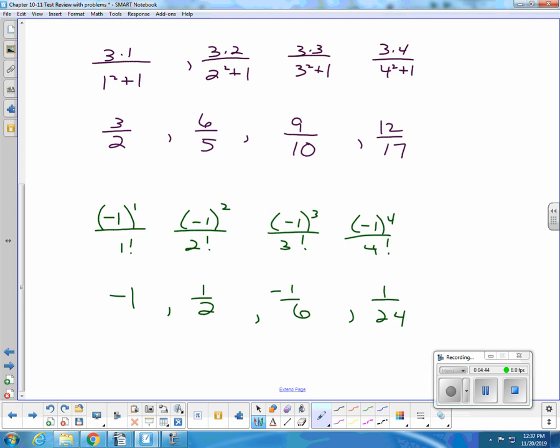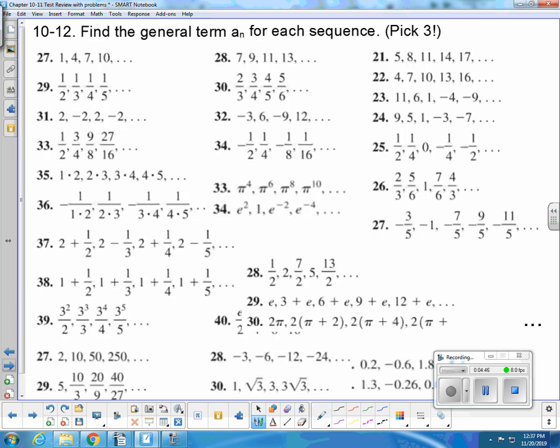Here we go. Find the general term. So if you remember on your take-home quiz, there were 3 or 4 of these. So let's pick 1. Let's start with 1, from the top area somewhere. What do you think? 25. 25? What? 29, sorry.